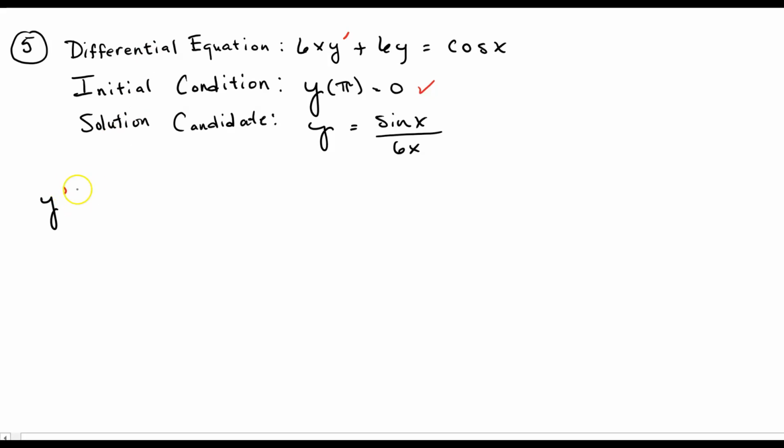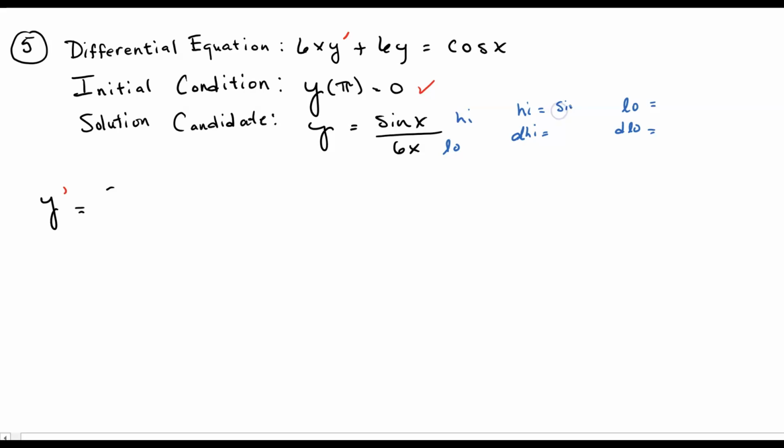Now that we've got it, we've got to take the quotient rule in this case. So this is high and this is low. And as we say, I always write out high, and then d high, of course, and then low and d low.